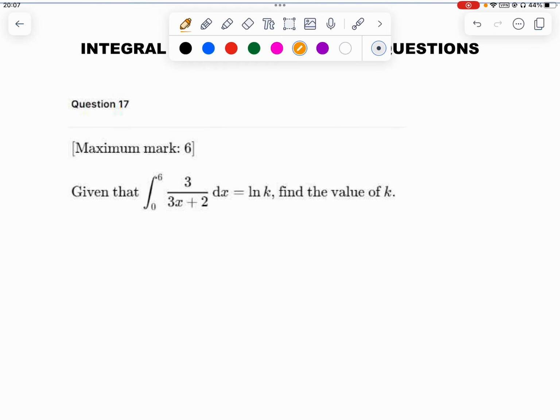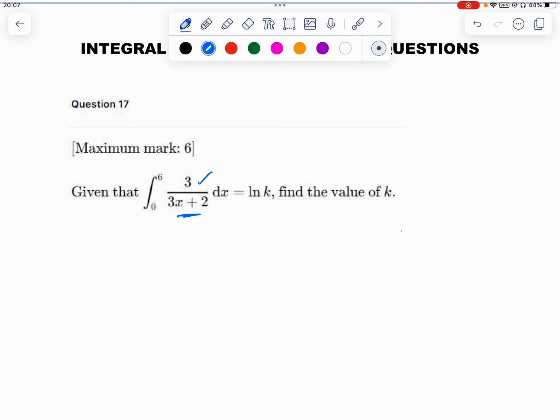Coming to question number 17. Let's do that one. What is he asking in question number 17 now? Integral of 3 upon 3x plus 2 dx equals ln k. Find the value of k. So what should I be able to do here? We see that the derivative of the denominator is present in the numerator. 3x plus 2, derivative is 3.